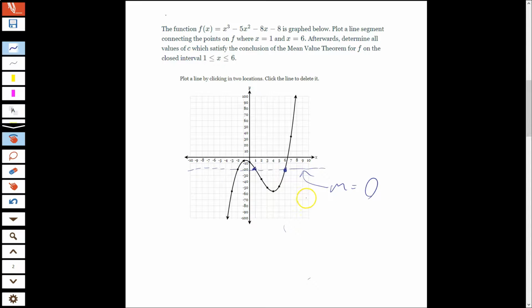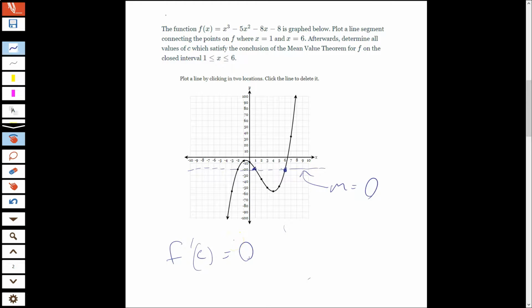So this is kind of a special case, right? You could obviously check by plugging in these 2 points into your average rate of change formula, and you'd get 0. But if you get a horizontal line, don't bother, because we know that the slopes of horizontal lines are always 0, and that's pretty easy to see from the graph. Okay, so we want to find a c where f prime of c is equal to 0.